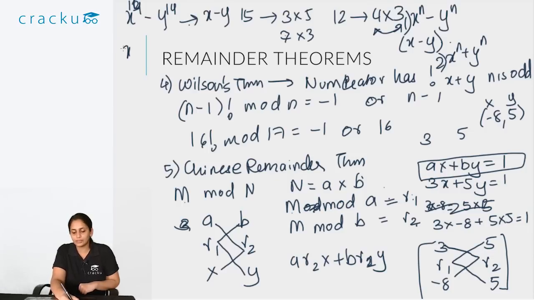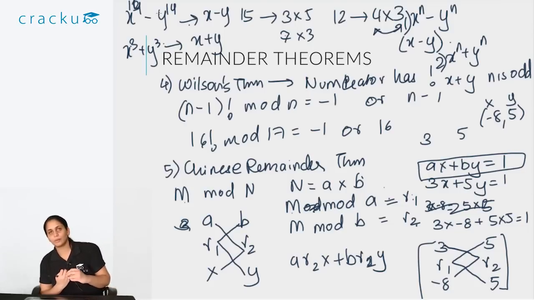If you have x cube plus y cube, you can say that one of the factors would be x plus y. Whenever you have x raised to n plus y raised to n, if n is odd, then x plus y is a factor. Whenever you have x raised to n minus y raised to n, then x minus y is a factor irrespective of whether n is odd or even. So that is the basic thing you should remember whenever you have an expression in x and y and you are asked which of these could be a possible factor.